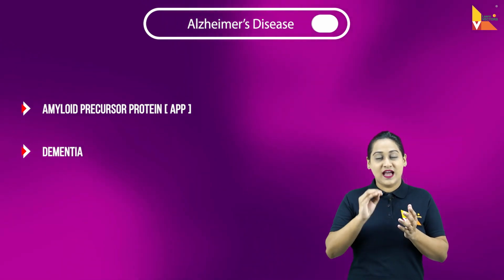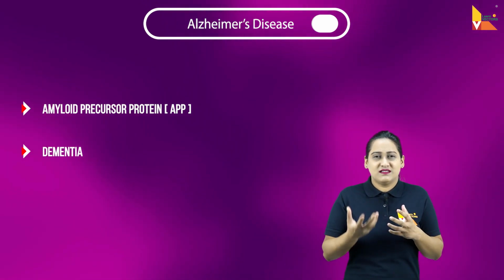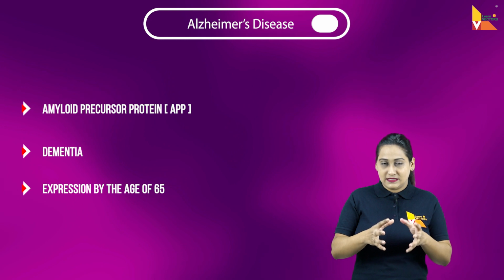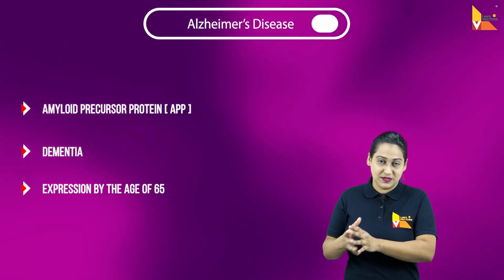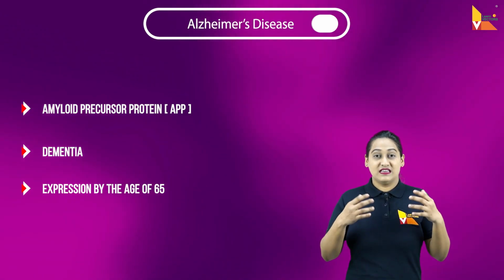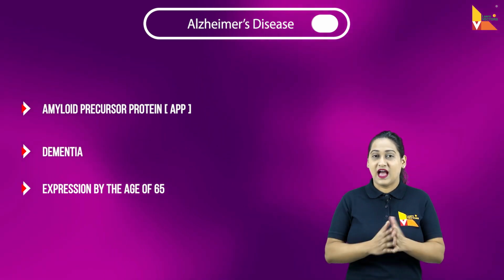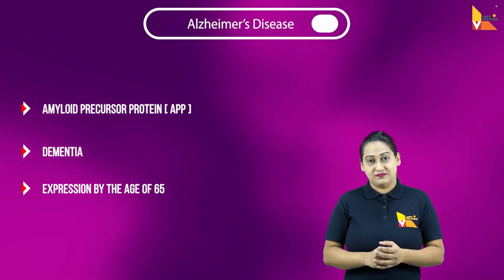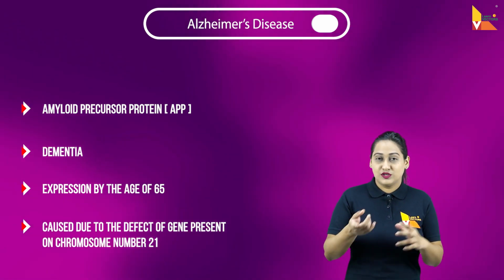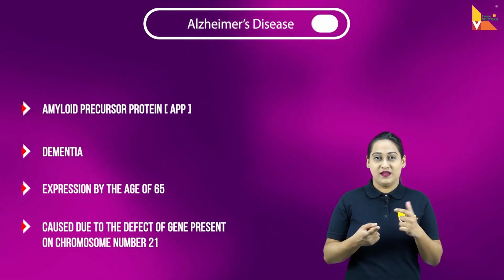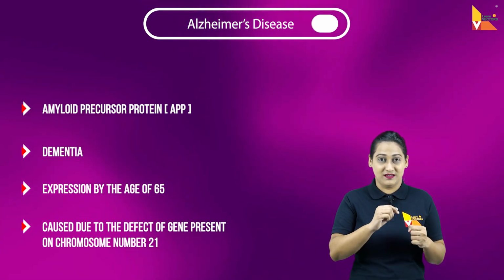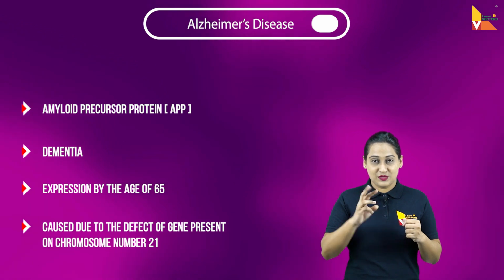But slowly and gradually, see, this disease is mostly expressed by the age of 65. Okay. So yes, slowly and gradually it will show the symptoms, but then there will be a time where the person forgets his or her own identity. And you know what? This is a defect of a gene which is present on chromosome number 21. So it is usually compared with Down syndrome, right? Because Down syndrome also involved chromosome number 21, showing trisomy on chromosome number 21, right? 3 chromosomes.